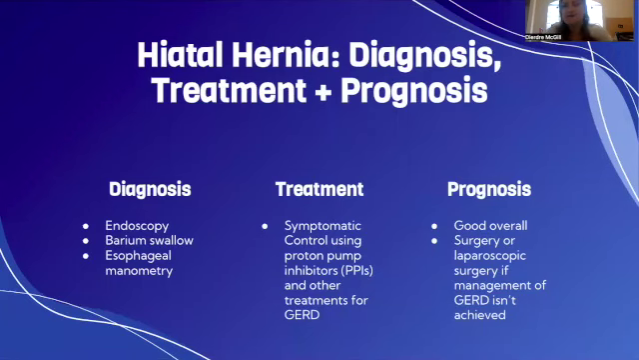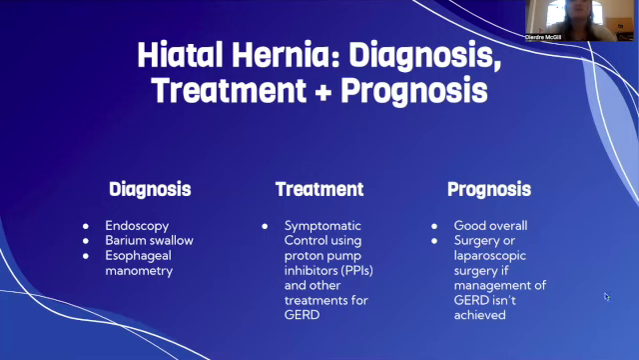Diagnosis, there are three different ones. There's an endoscopy, there's a barium swallow, and an esophageal manometry. The barium swallow may be a little more sensitive than the other two, so which one you choose is dependent on your patient. For super small sliding hernias, which are less than 2 centimeters or so, you can't really use the endoscopy or the barium swallow as a diagnostic test, just because they are so small. And so the esophageal manometry is usually the best option in that case.